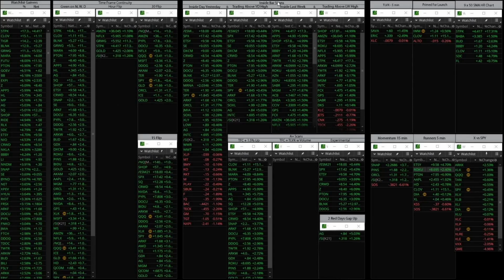Moving on here to the inside bar scans. Okay, the inside bar scans are referring to the inside bars that we referred to earlier. Okay, the number one scenario on the candles is an inside bar. Okay, inside day yesterday is the first candle. Okay, and that's pretty straightforward. We're just looking for stocks that had an inside day on the previous day. Okay, so let's see if I can find an example here.